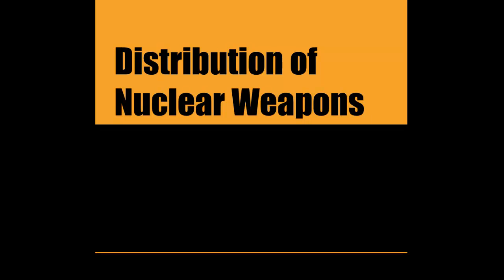The distribution of nuclear weapons is split up into the following subcategories: nuclear weapon states, non-NPT nuclear weapon possessors, and states of immediate proliferation concern.